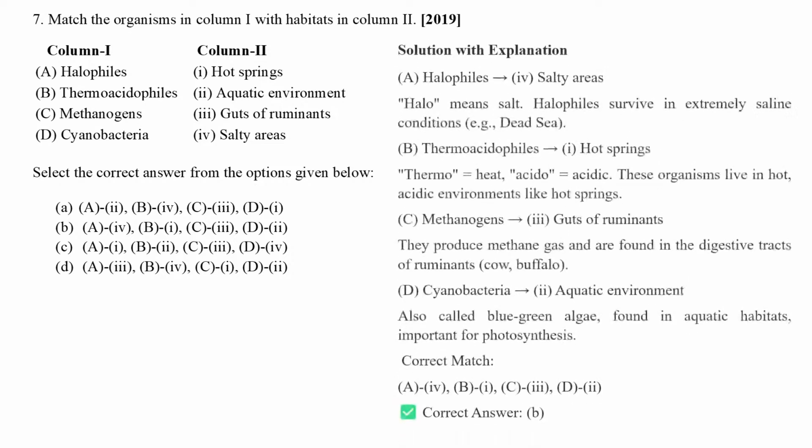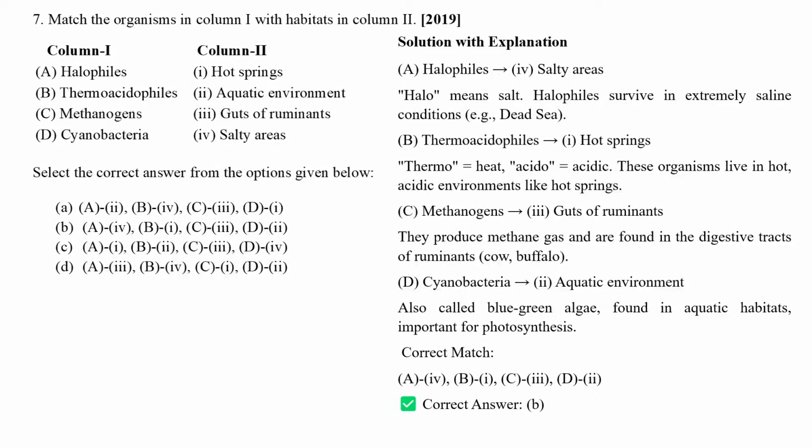Halophiles means salty area, so halophiles live in the salt area. Thermoacidophiles live in hot springs; thermo means heat, acidophile means acidic, so these organisms live in hot acidic environments like hot springs. Methanogens live in the guts of ruminants, producing methane gas in their digestive tract. Ruminants are mainly cows and buffaloes. Cyanobacteria live in aquatic environments; also known as blue-green algae, they are found in aquatic habitats and are important for photosynthesis.